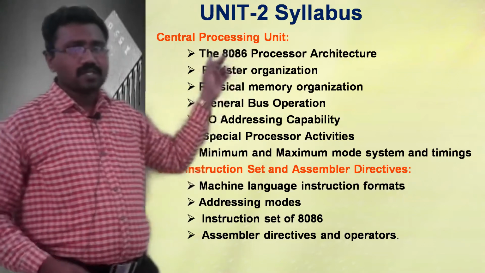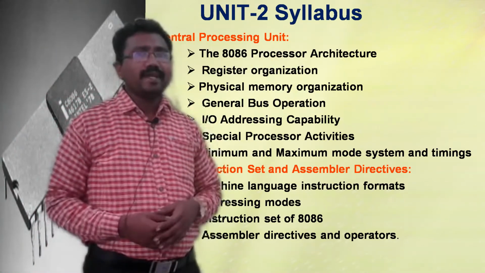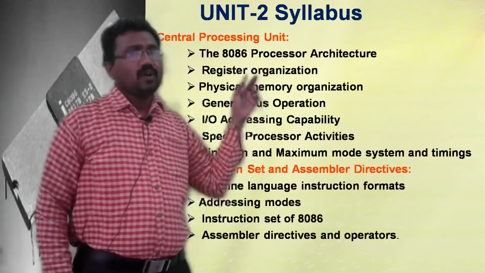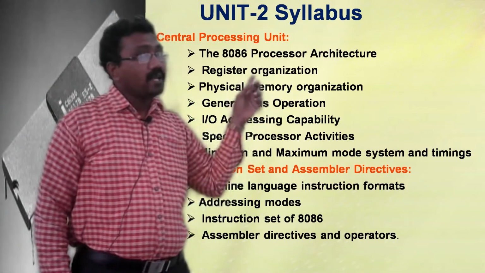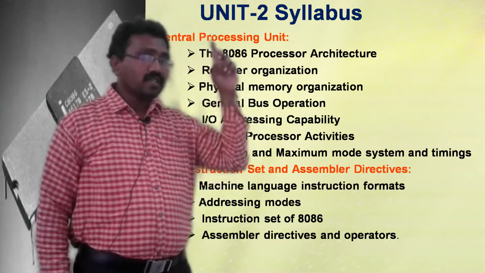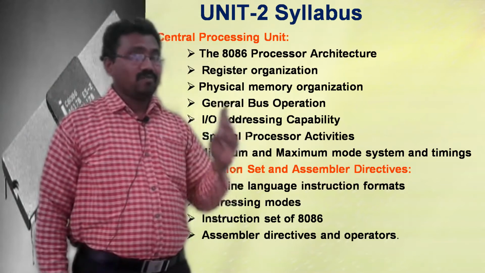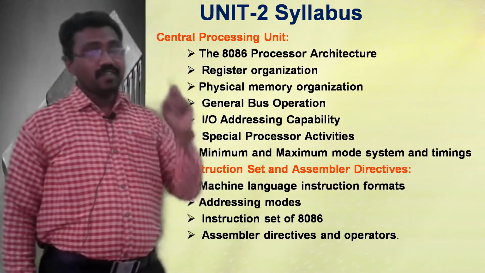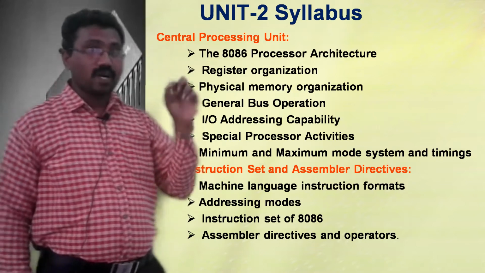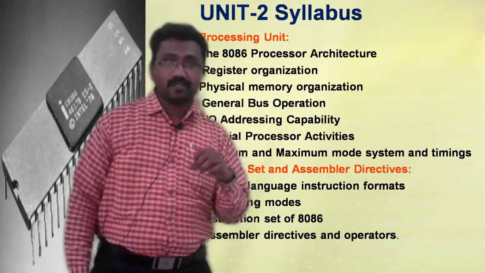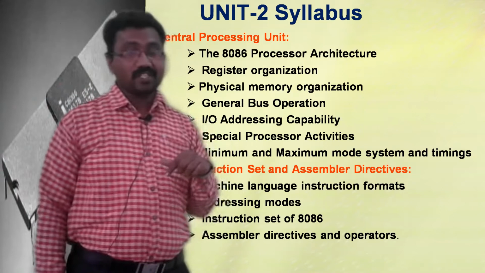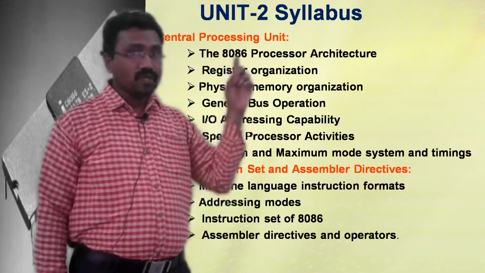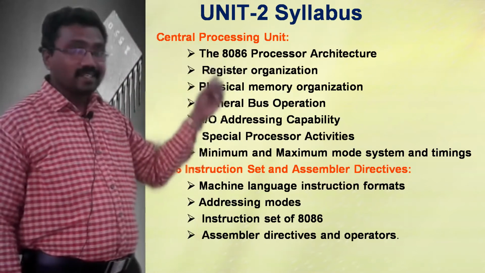In unit 2 the first topic is the 8086 processor architecture, and also what registers are available in the 8086. In the first unit we saw a basic processor organization: what the instructions are, what the registers are, the instruction formats, and the addressing modes. We have seen the instruction cycle and interrupt cycle. Now we will see specifically the 8086 processor architecture.